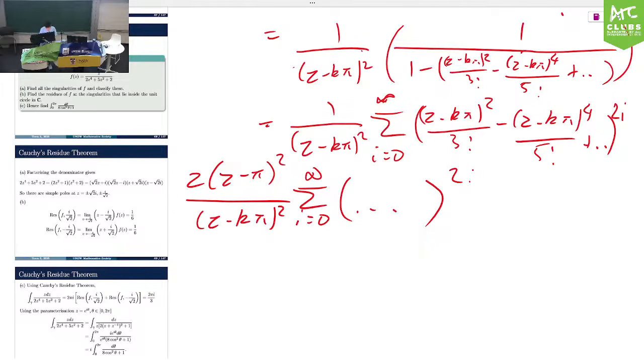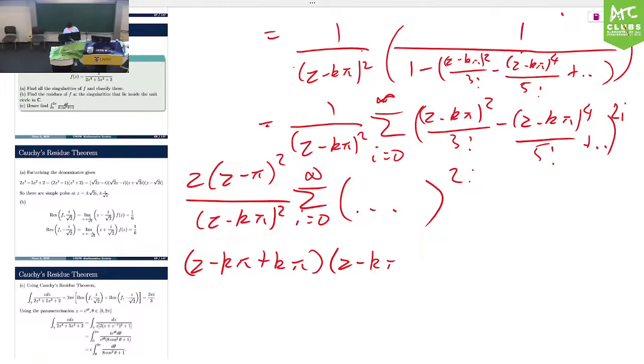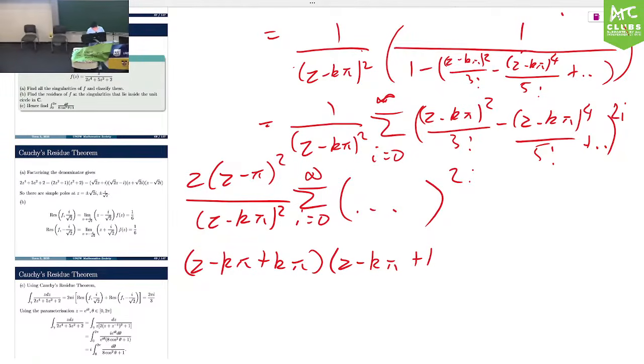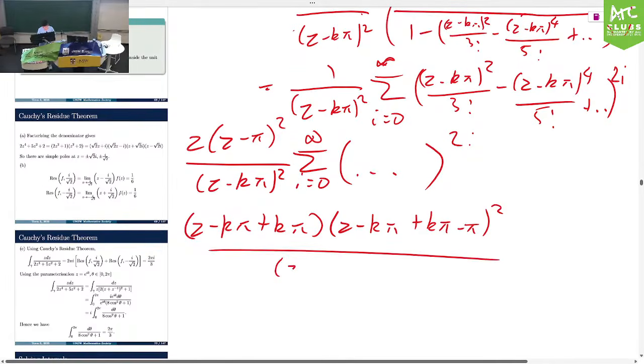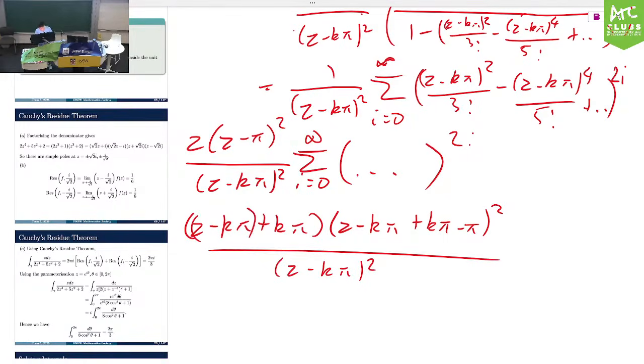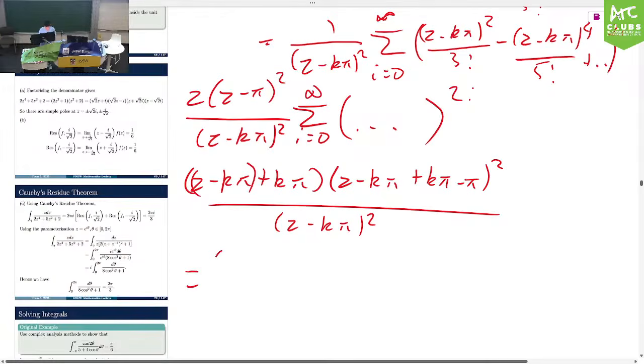It might seem kind of daunting, but we can do something like this. Force out the z minus k pi, but then plus k pi to counter that. And then the other one, z minus k pi plus k pi minus pi. So something like that, and then z minus k pi squared. Okay, this looks really bad, but there can be something done here. So this is z minus k pi plus k pi.